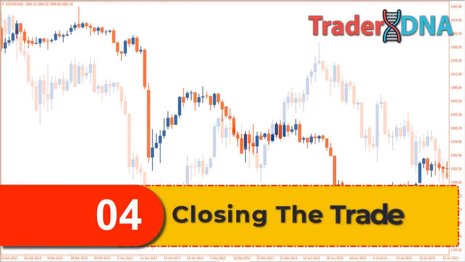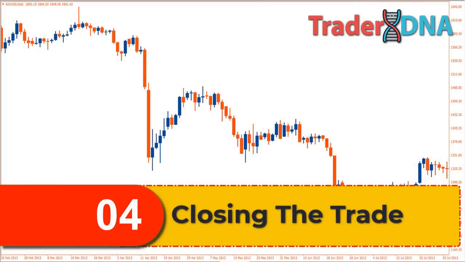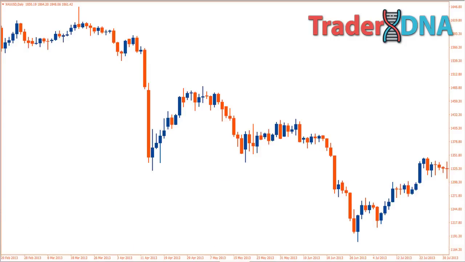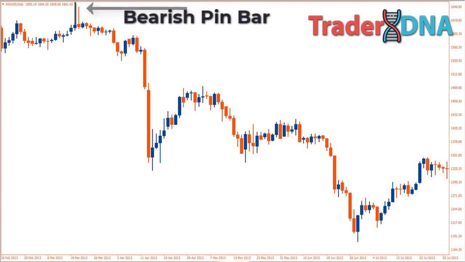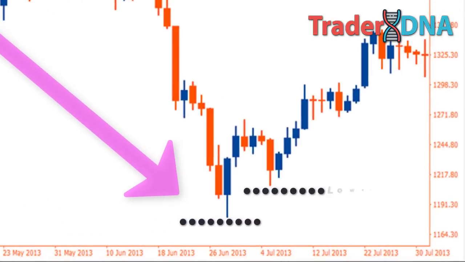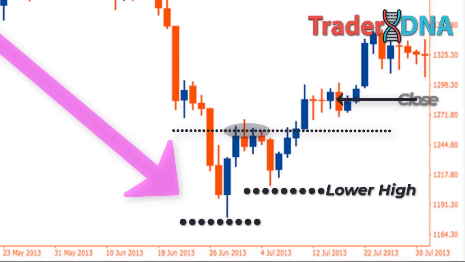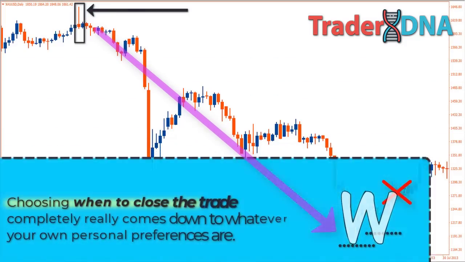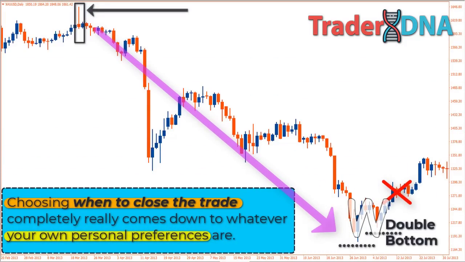Step 4. Taking profits and closing the trade. Exit trade could be done whenever the market makes a new high or low. If you've placed a sell trade based upon seeing a bearish pin bar form at resistance, or after the market makes a new low or high, if you've decided to place a trade after seeing a bullish pin bar form at support.